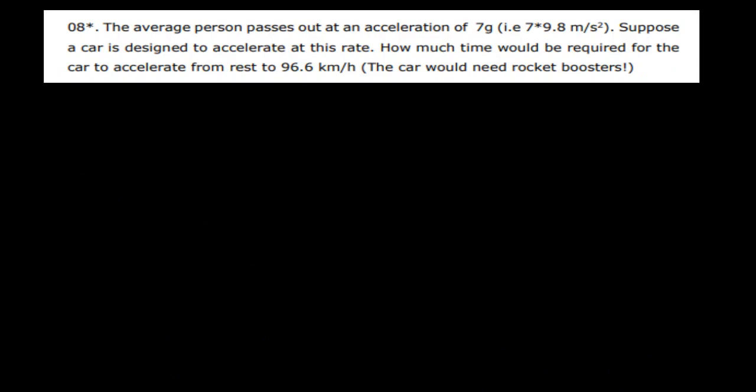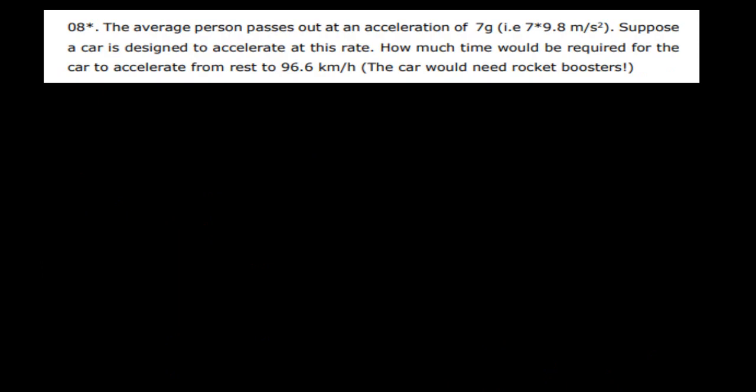Question number 8. The average person passes out at an acceleration of 7 g. Suppose a car is designed to accelerate at this rate. How much time would be required for the car to accelerate from rest to that?